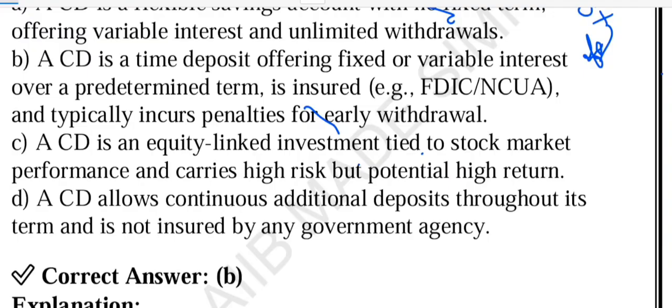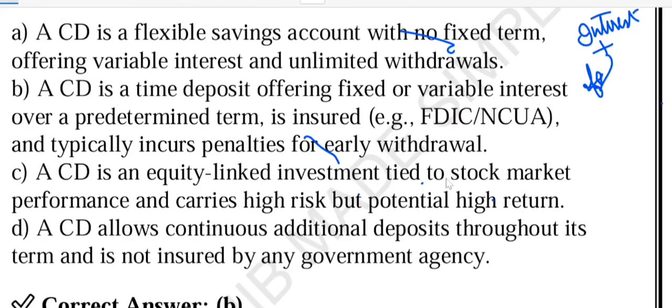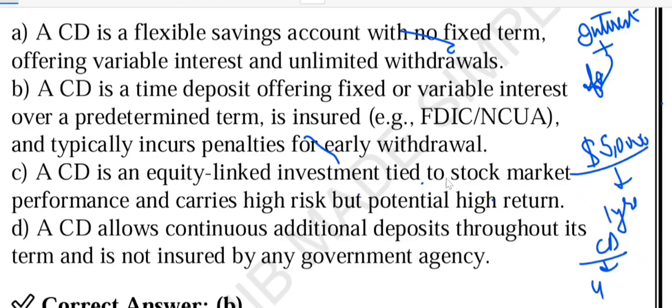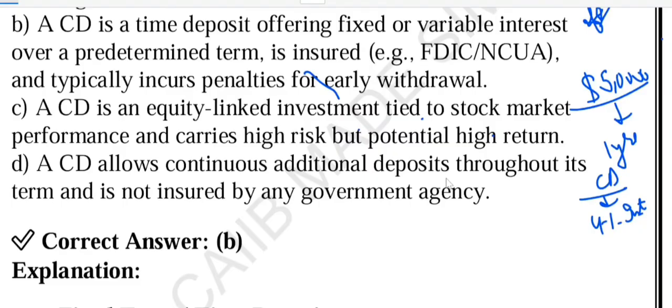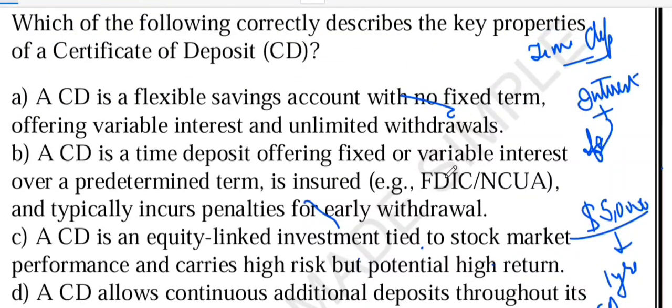Let me give you one example to make it clearer. Suppose you deposited $5,000 in a 1 year certificate of deposit at 4% interest. After a year, how much do you get back? You get back $5,200: your original money plus $200 as interest. That is about CD, certificate of deposit.